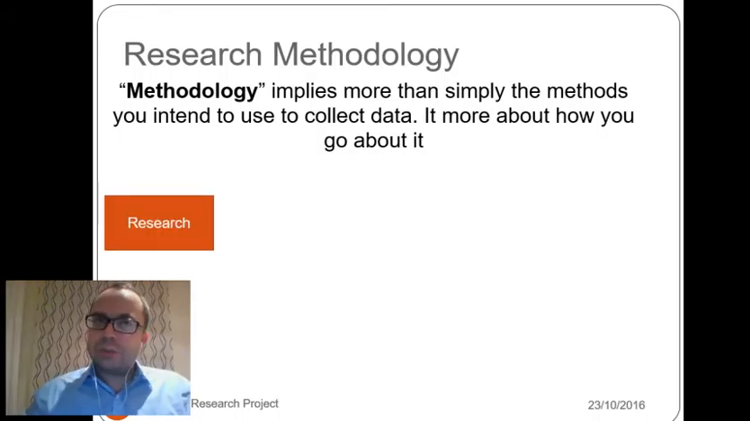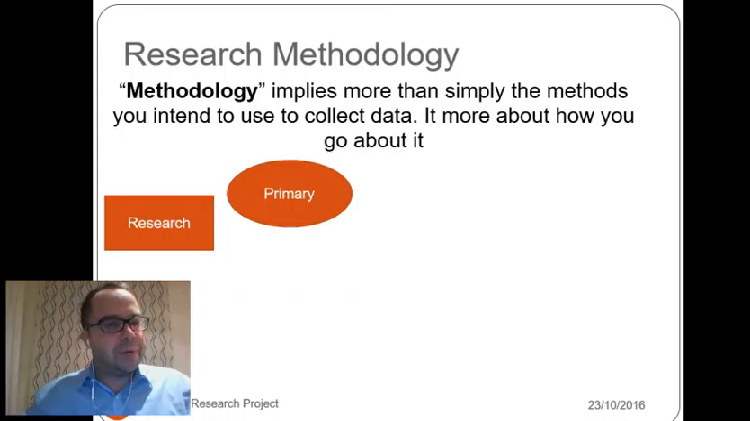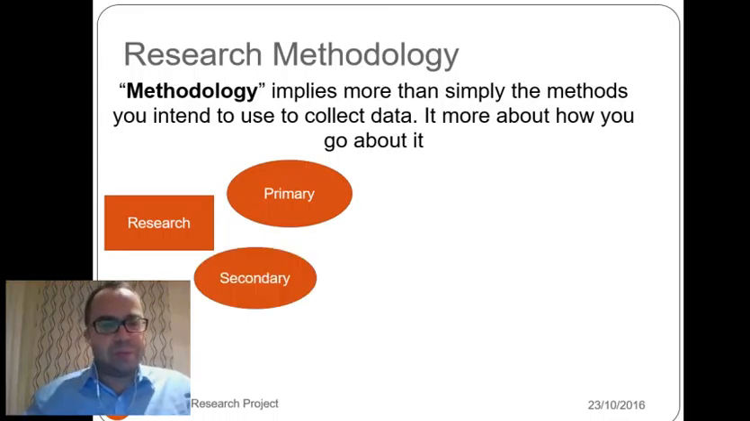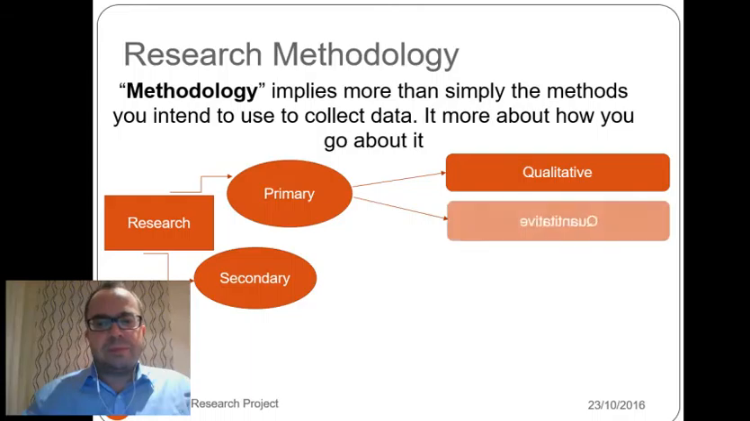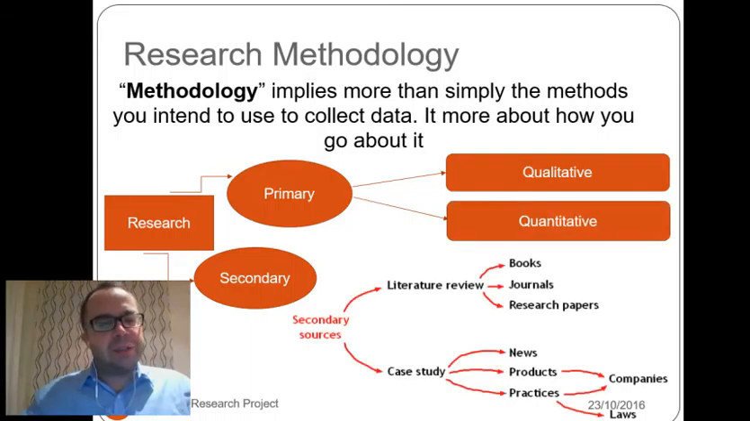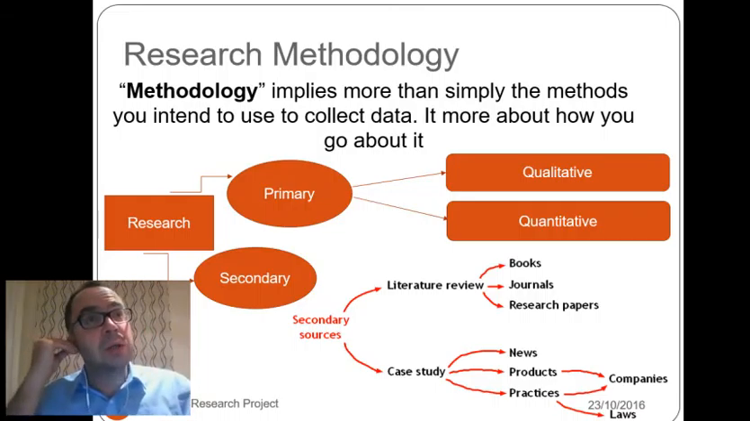We have research. Research can be primary or can take the form of secondary research. Primary research, in turn, may be qualitative and quantitative. When it comes to secondary research, we are looking into secondary sources, which can be found in the literature, or you're looking into the context of a specific company, a so-called case study.